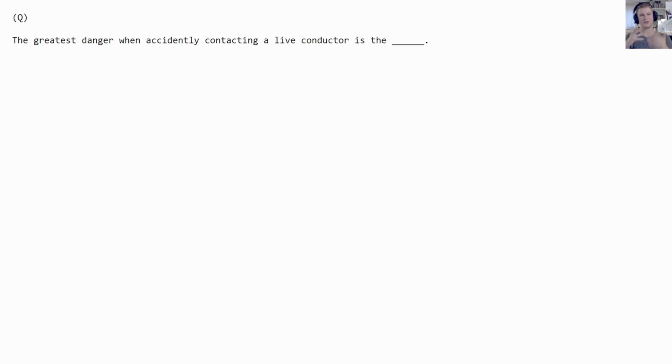You see I threw a few in here that are important. They may indirectly have to do with motors or transformers, or they may just be so important that I thought it would be a good idea to throw them in here. There's not too many of these, so most of them will be motors and transformers. Okay, so this question asks, the greatest danger when accidentally contacting a live conductor is the blank.